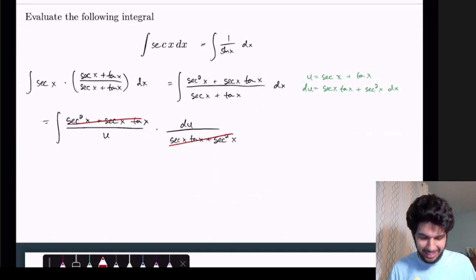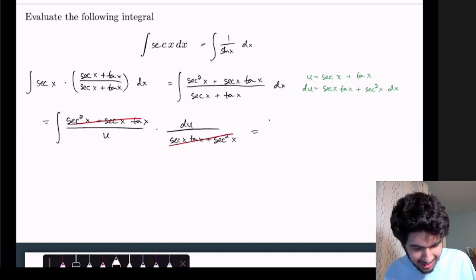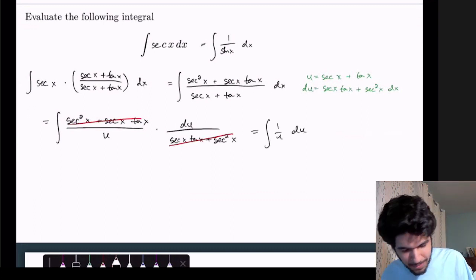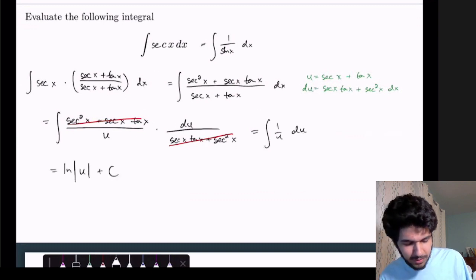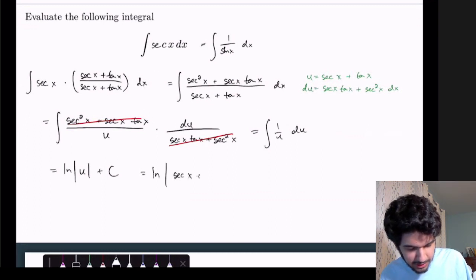It's just like magic. We're left with the integral of 1 over u du. That's equal to ln of the absolute value of u plus c, which is equal to ln of the absolute value of secant x plus tangent of x plus c.